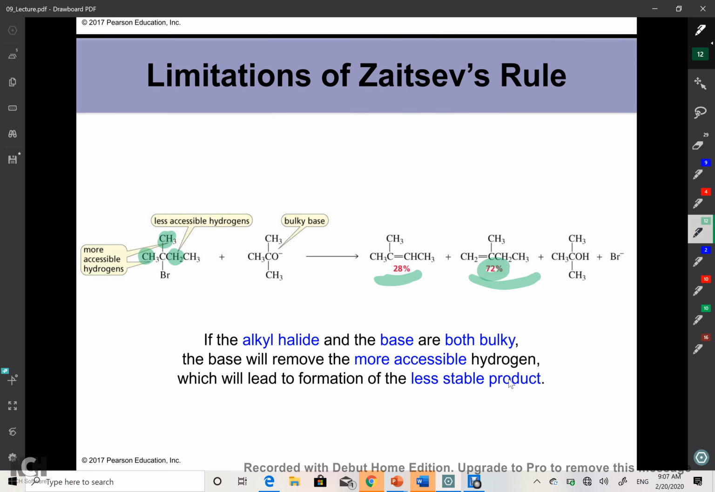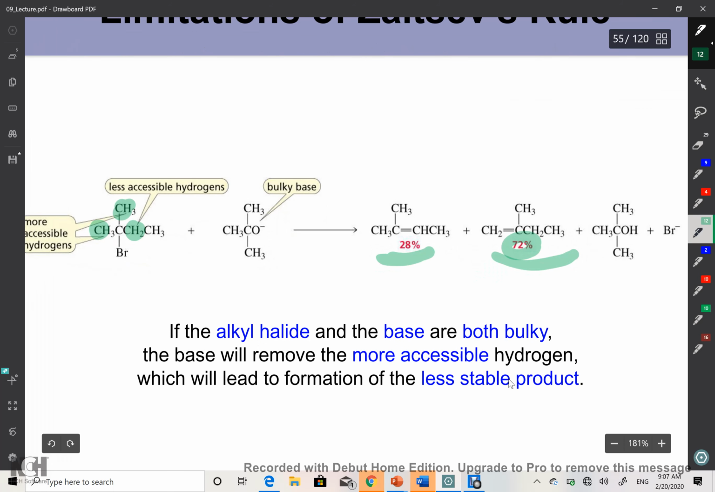So I think those are the two limitations to the Zaitsev rule. The first limitation is that if you lead to the formation of a conjugated system, then that hydrogen will be preferentially taken over the one that will produce a more substituted alkene. And then the second is the size of the base. The more bulky the base is, the more likely it will not obey the Zaitsev rule.